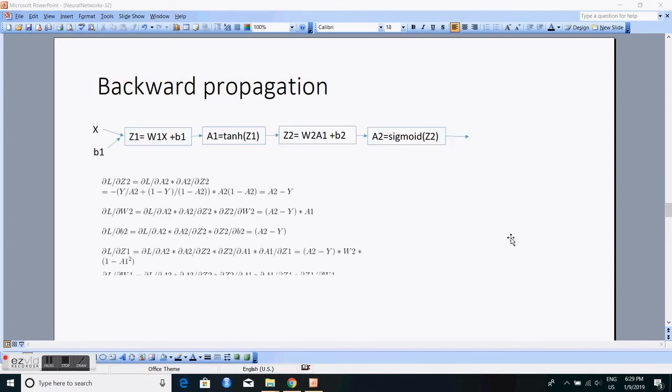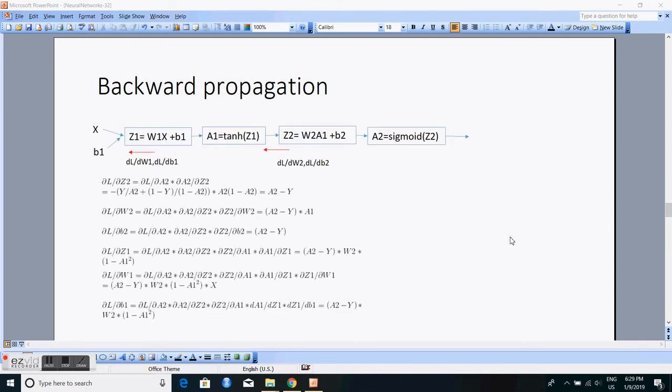And as I said, what are we trying to do in backward propagation? We are essentially trying to find how the loss varies for changes in the weights W1, W2 and the biases. And once we know how the loss varies, we can use gradient descent, which is we can iterate W equals W minus alpha times dL by dW, and b equals b minus alpha times dL by db. That is essentially what we want to compute.